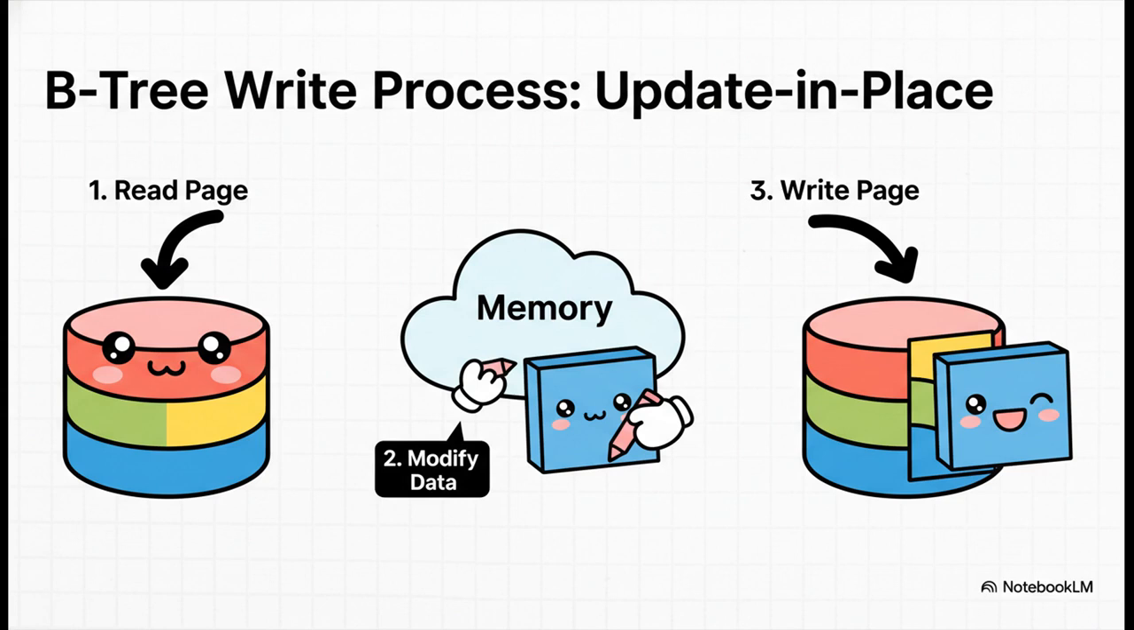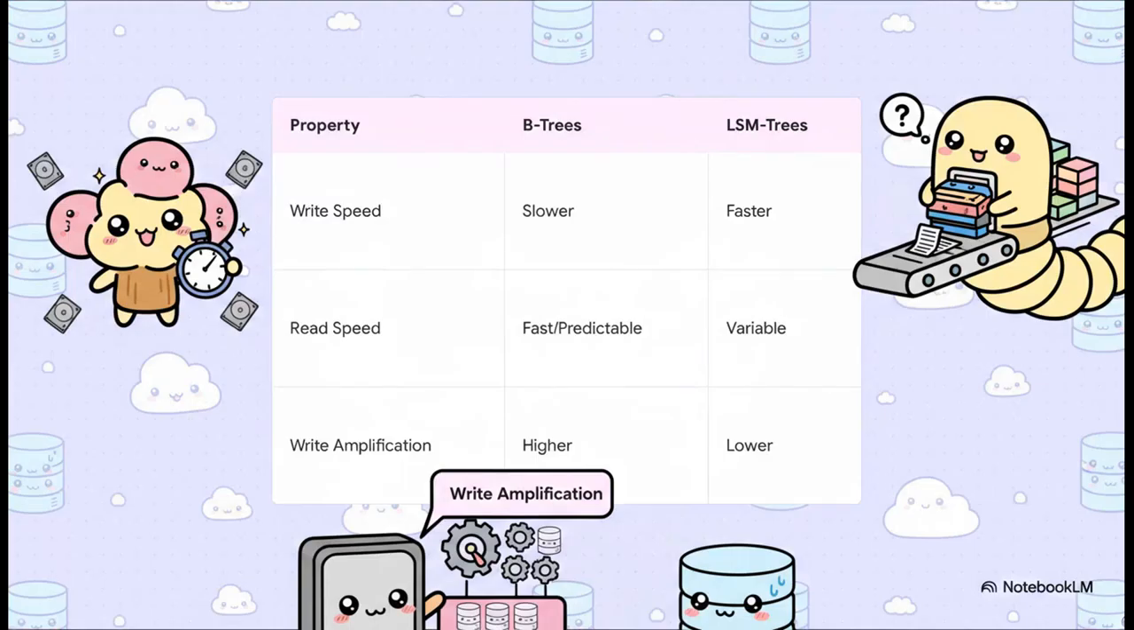It sees the database as a collection of fixed-sized pages, kind of like a book. To change something, it has to find the right page, load it into memory, make the change, and then write that entire updated page back to the exact same spot. This update-in-place model has been the gold standard in databases for decades. So what's the real trade-off here?